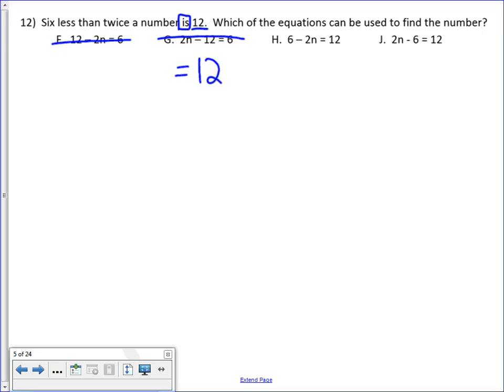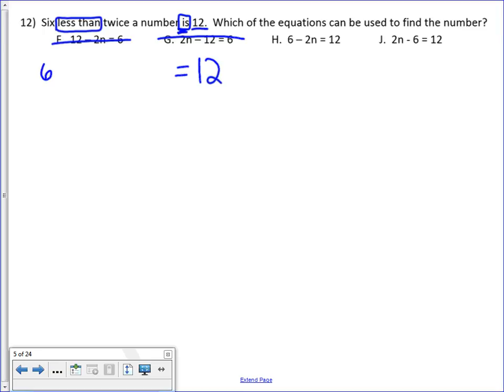All right, let's look on the left-hand side then. 6 less than. Okay, less than, I know we're talking inequalities lately, but in this case, because we have the word is, this means equals. This less than is talking about subtraction. So it's 6 less than, there's my 6.